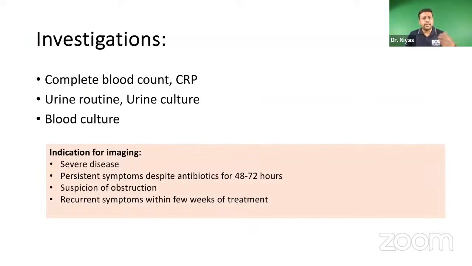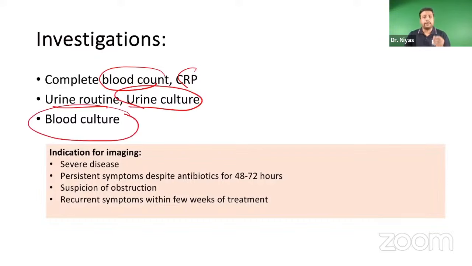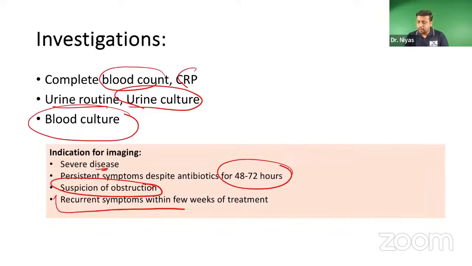So in any patient who is presenting with pyelonephritis, what investigations will you do? You will do a blood count, CRP, urine routine, and a culture definitely has to be done. Blood culture to look for any bacteremia. Does every patient with pyelonephritis need imaging? Not exactly. Patients who have severe disease, like hypotension, etc., definitely you can go with imaging. Persistent symptoms despite antibiotics for 48 to 72 hours, again, you can image. If you have a suspicion of obstruction, particularly due to stones or other reasons, again, you can image. If you have recurrent symptoms within a few weeks of treatment, you again suspect an obstruction.